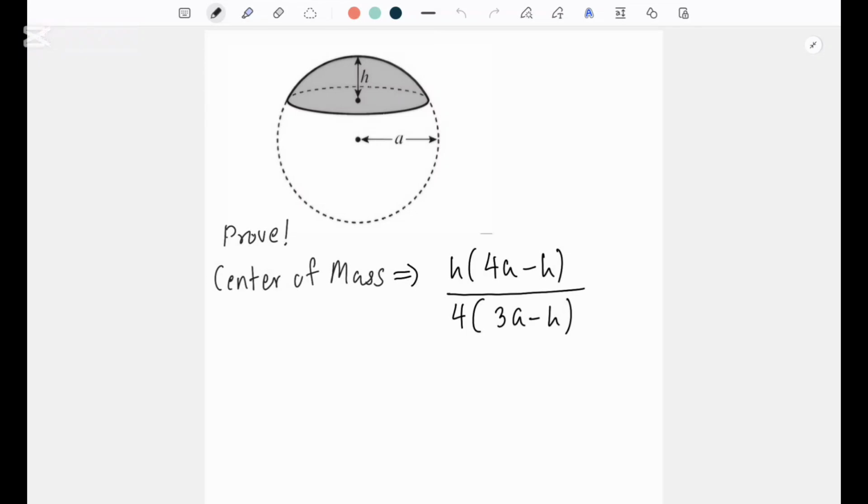They've given that the center of mass is h(4a minus h) over 4(3a minus h). So we'll have to prove this.